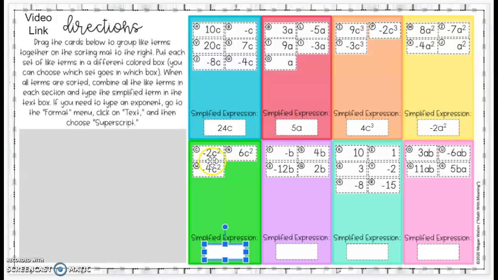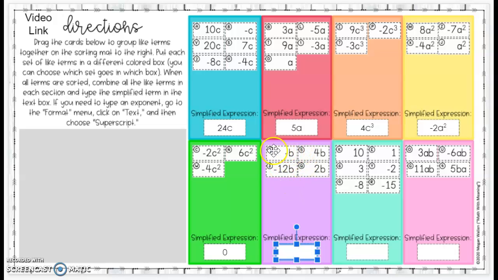I have a negative 2c to the second power, negative 4c to the second power, 6c to the second power. So I'm going to just take my coefficients. Negative 2 plus negative 4 equals negative 6 plus 6. That's going to cancel that out. So now I have 0. There is no c to the second power, not even a 1c to the second power, because I have negative 6c to the second power plus 6c to the second power. That's just going to equal 0.